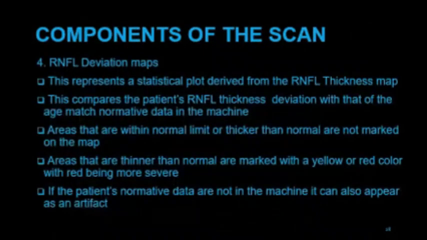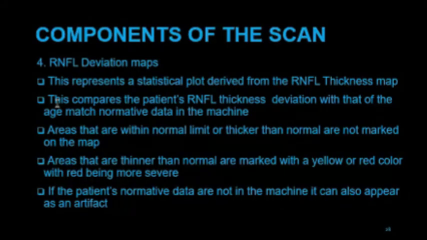Yes. So the fourth component is the RNFL deviation map. This represents a statistical plot derived from the RNFL thickness map. This compares the patient's RNFL thickness deviation with that of the age-matched normative data in the machine. So what we are trying to say is this: in the deviation map, it is not just saying this is what you have. It is comparing what you have with that of your age grade. It is just like boxing. There are their weight grades. So if you are not under a particular weight category, you cannot fight in that category.